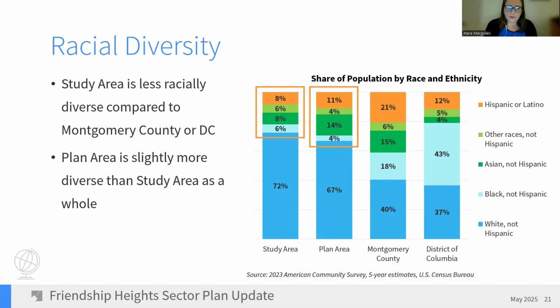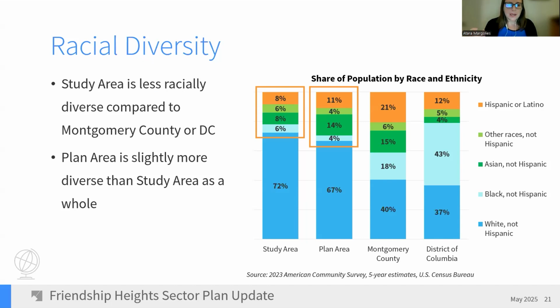However, if you look at the other percentages of the other races, and I hope you can see the key here, but I'll read it in case you can't. Orange is Hispanic or Latino. The light green are other races that are not Hispanic. The dark green is identifying as Asian, and the light blue, people who identify as Black.